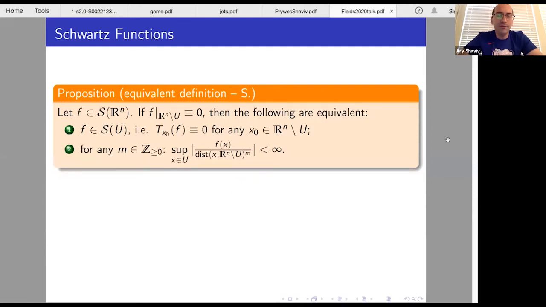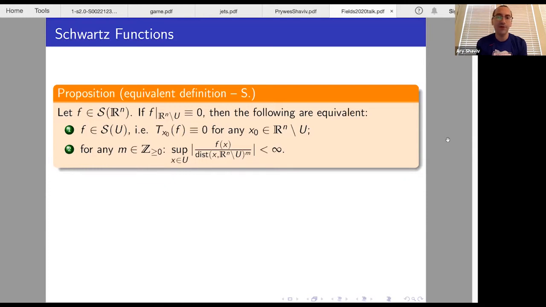So here is your first proposition that will be very useful, especially in the second part of the talk, but it already makes sense to state it. So if we take a Schwarz function on the big space R^n that is identically 0 outside our set U, then there are two equivalent conditions. The first is that our function is Schwarz on U, which is to say that the Taylor series is identically 0 at any point outside U. And the second is that we have these bounds.